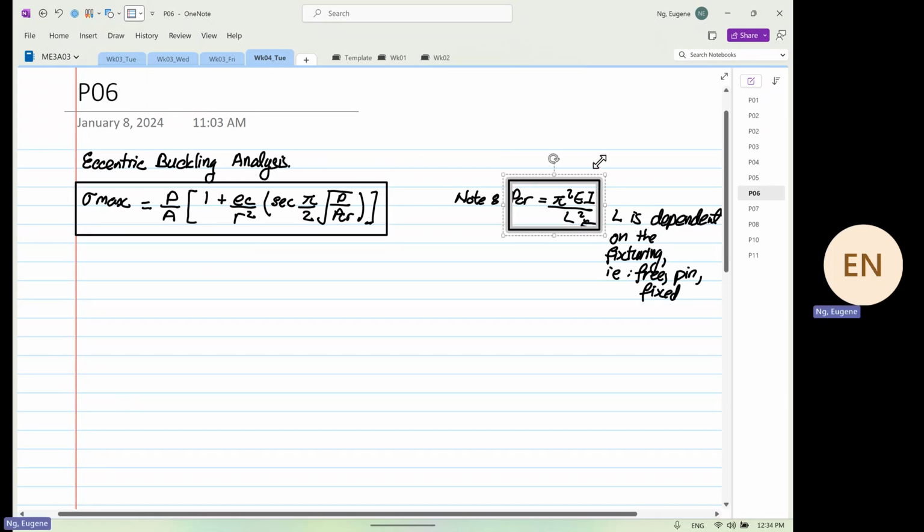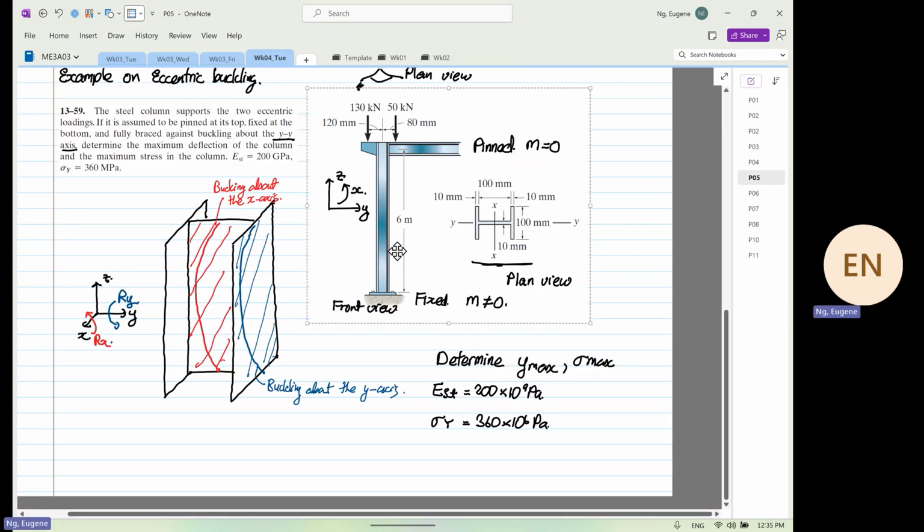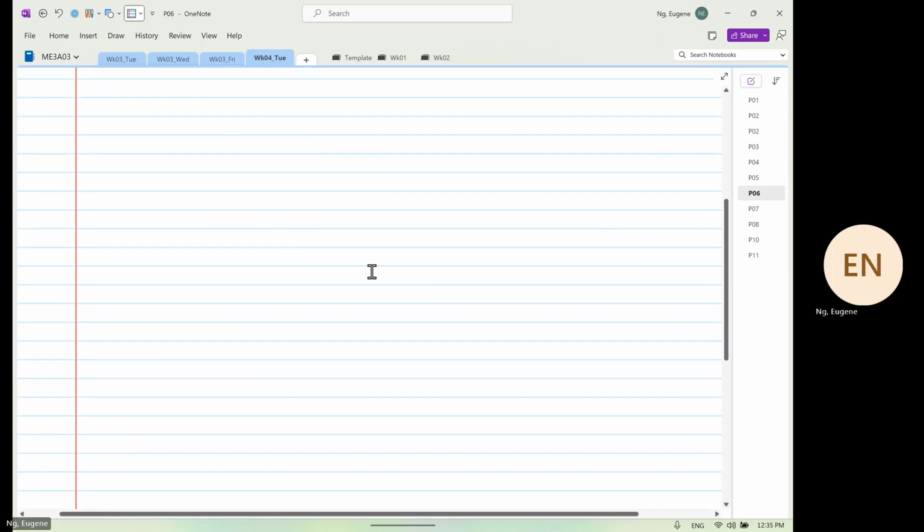And then the other formula that we're going to use, we're going to find out what is Y max is equal to E secant, square root, another bracket, sorry, P over EI and L over 2, and then minus 1. Okay. So I'm going to get this image across.